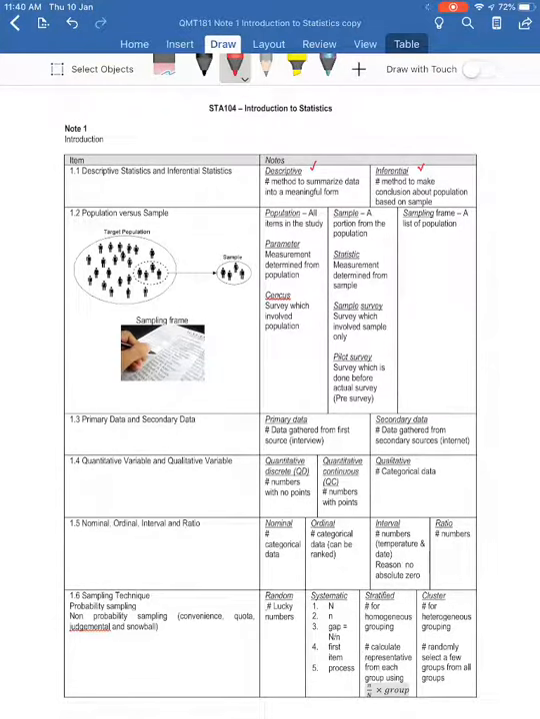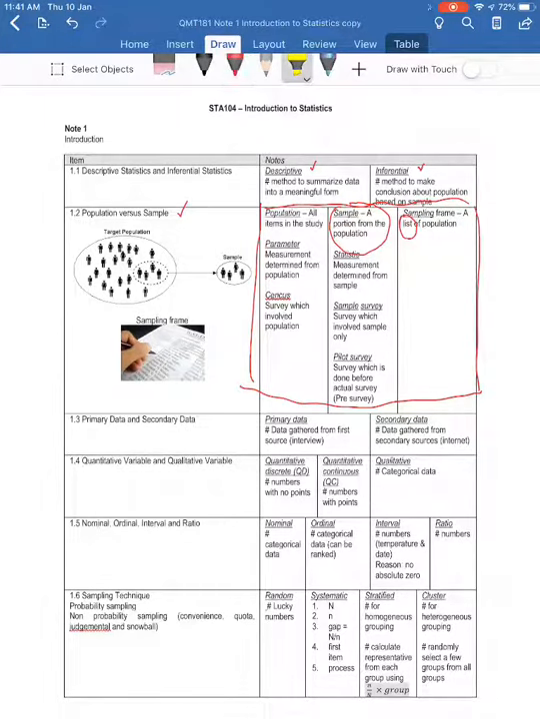Okay, second one, population versus sample. These are all terms related to each other. Population is all items in the study. Sample is only a portion of the population. Sampling frame, this is where many people are often wrong. Sampling frame is a list of population. So whenever you answer this kind of question, if you did not mention list in your answer, it will be wrong, because sampling frame is a list of population.